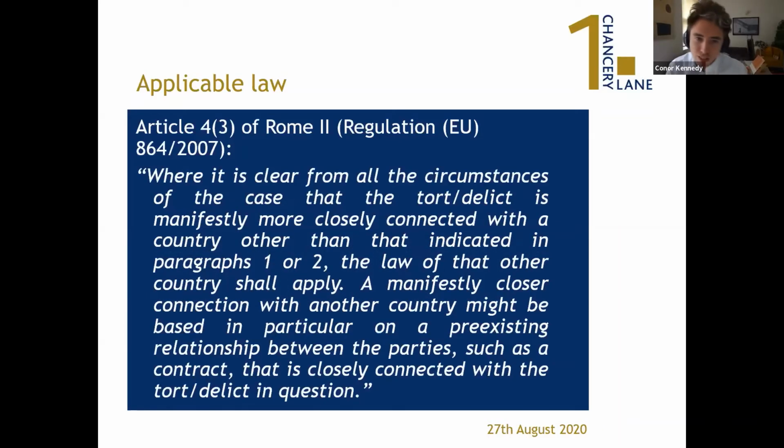4.3: where it's clear from all the circumstances of the case that the tort is manifestly more closely connected with a country other than that indicated in 1 or 2, the law of that other country shall apply. A manifestly closer connection with another country might be based, in particular, on a pre-existing relationship between the parties, such as a contract. So this is probably most significant in travel claims where there's a package holiday contract in place, probably not so significant in road traffic accidents.